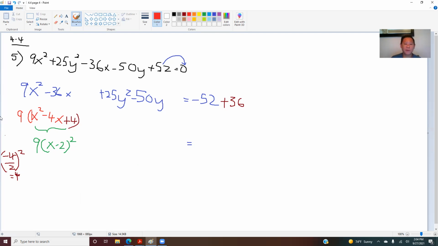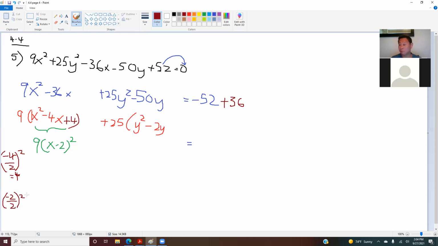So perform it for the y term. It'd be 25 parentheses y squared minus 2y. What do we need to figure out the number here to make a perfect square? You have to take the middle term, which is -2, divide by 2, and square it. And what do you get? 1. So we add 1 here.